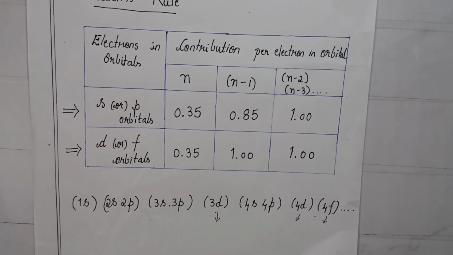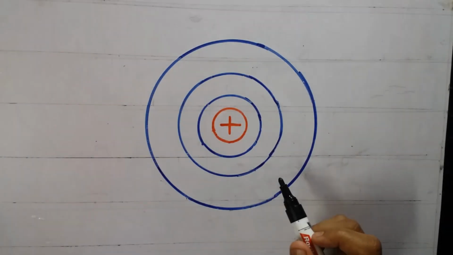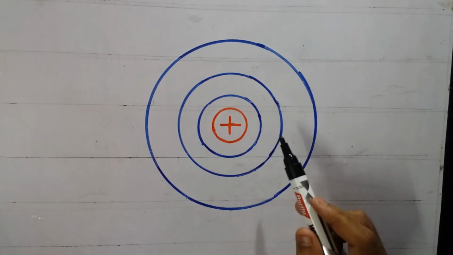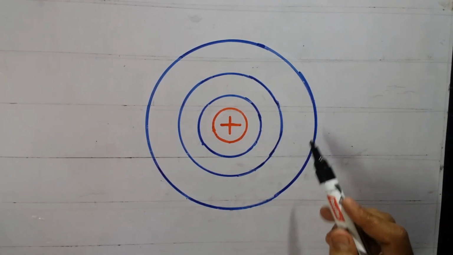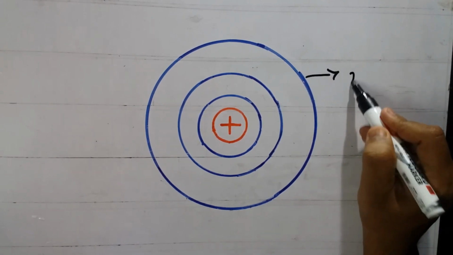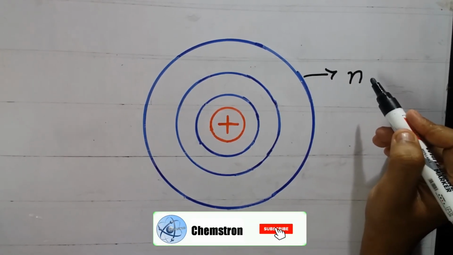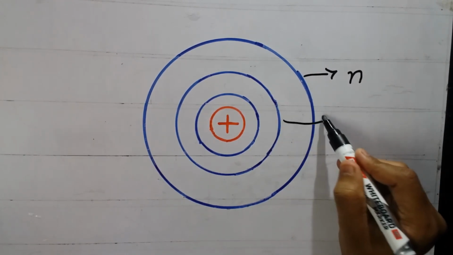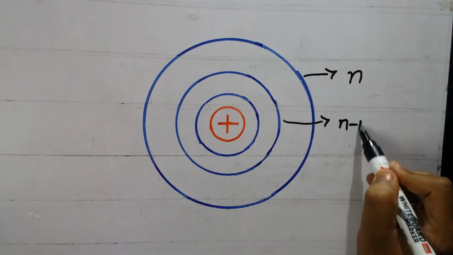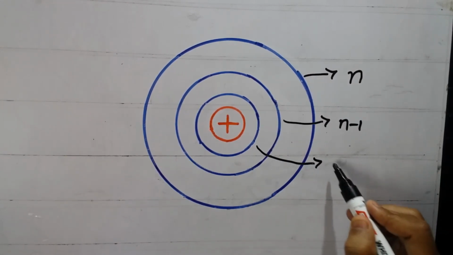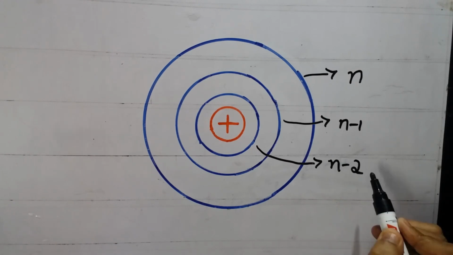Let us briefly understand this once more through the diagram. In the diagram, we can see a positively charged nucleus at the center, surrounded by different orbitals. The outermost orbital is named n, which is also known as the ultimate shell or the valence shell. The next inner orbital is named n minus 1, which is the penultimate, and the further innermost is n minus 2, which is anti-penultimate.